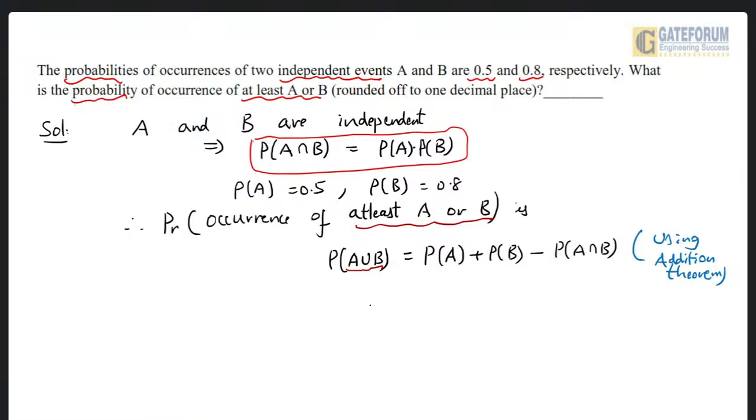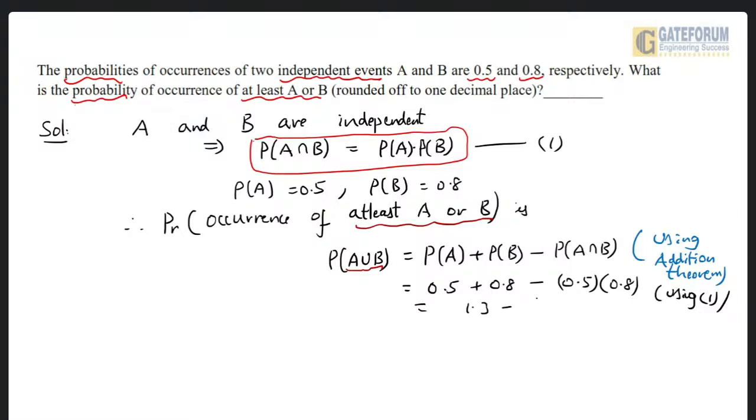Now, what is P of A? 0.5. P of B is 0.8. So this is, if I call it equation 1, minus 0.5 into 0.8, where P of A intersection B is P of A into P of B using equation 1. So this is 1.3 minus 0.4, which simplifies to 0.9. So this is the answer. End of the question.